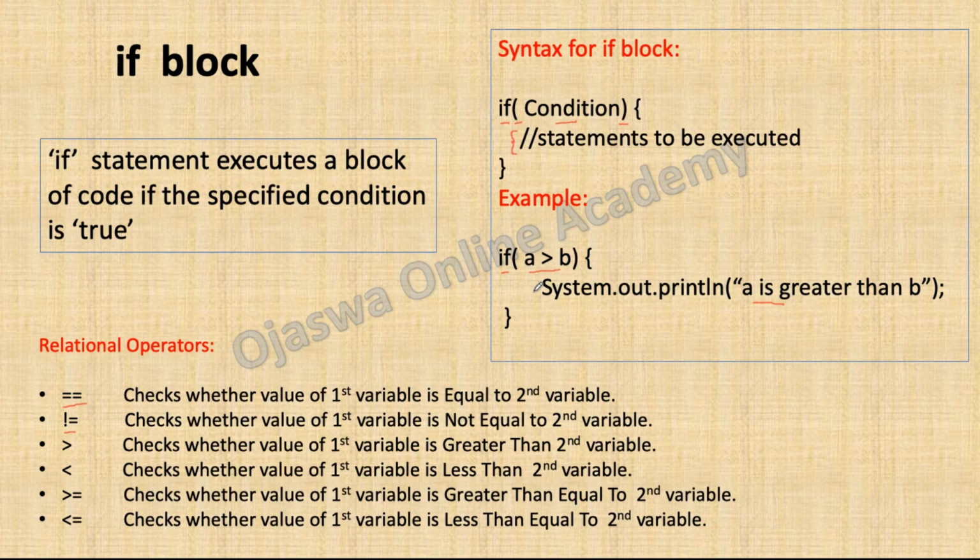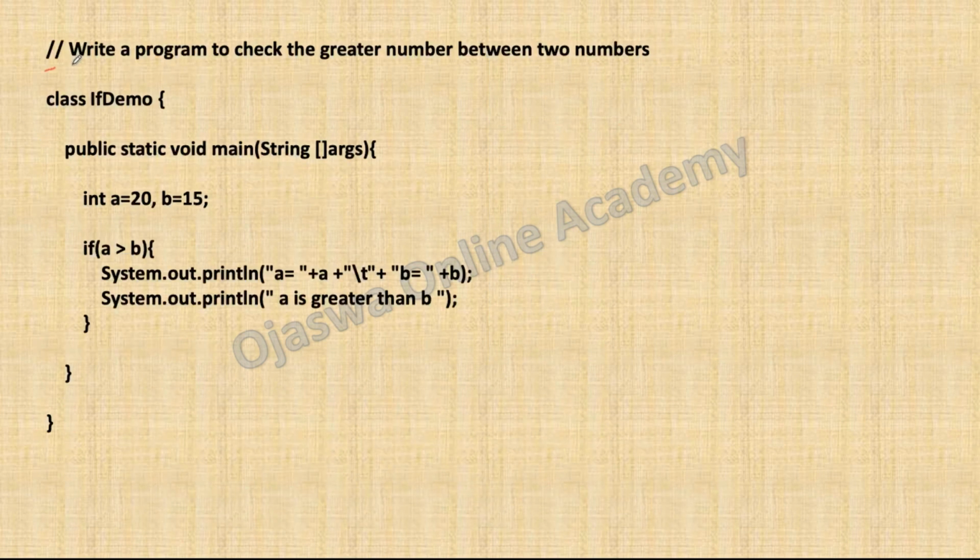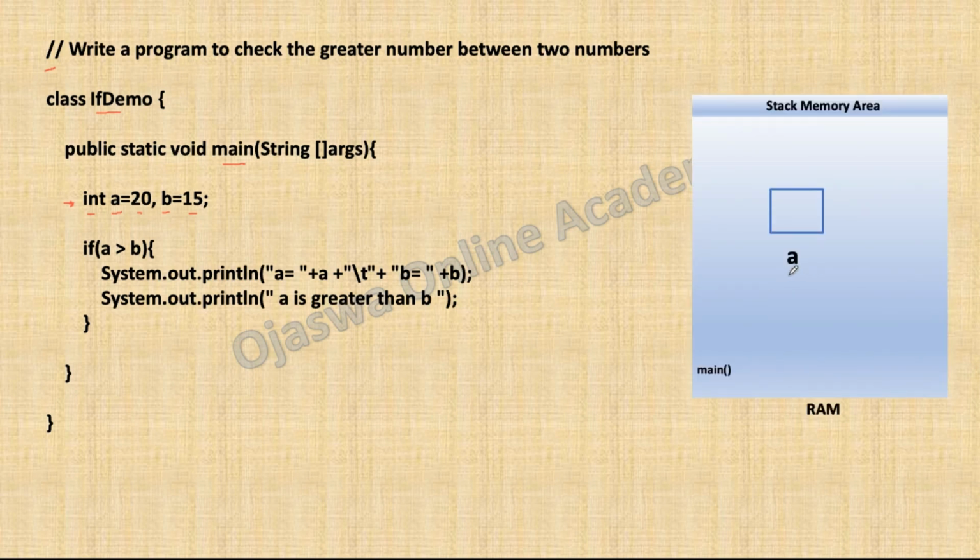Now let us understand this concept with the help of a program. In this program, we are going to check the greater number between two numbers. We have defined a class named ifDemo. We have defined the main method. Execution starts from here. Here we have defined two variables a and b of type int. a is assigned value 20 and b is assigned value 15. So when this statement executes, memory will be allocated for the variables inside the stack. Memory is allocated for variable a and value 20 is assigned to it. Memory is allocated for variable b and value 15 is assigned to it.